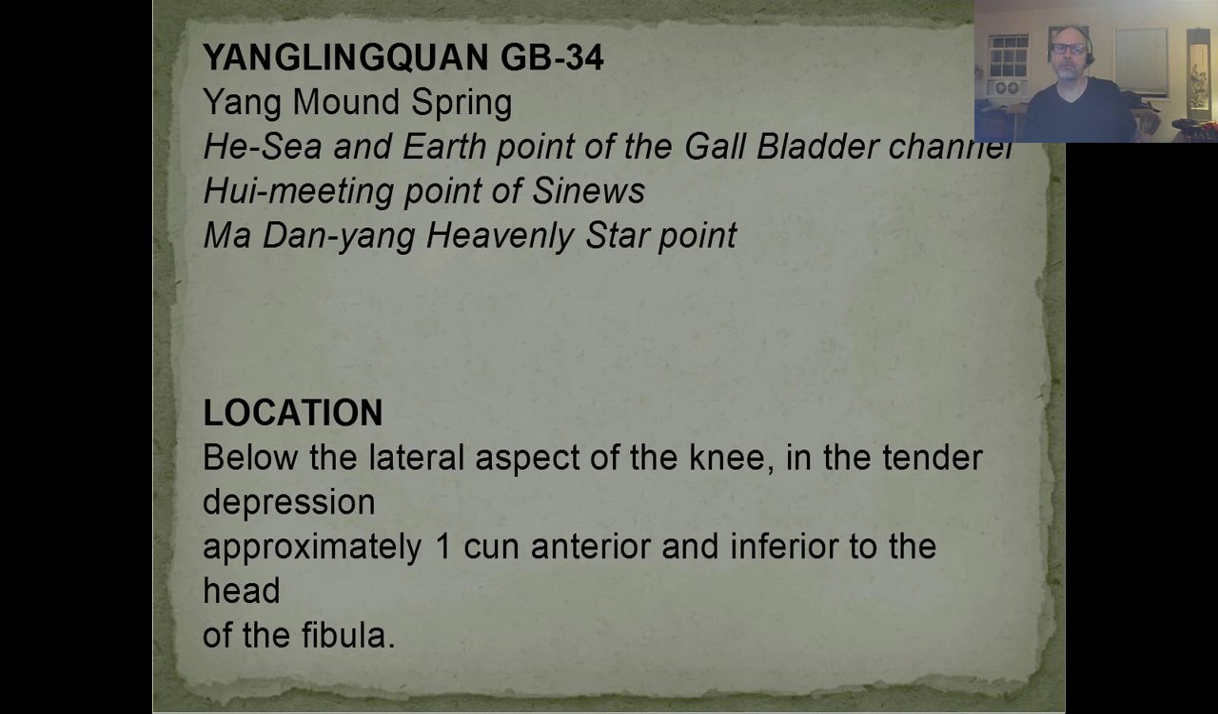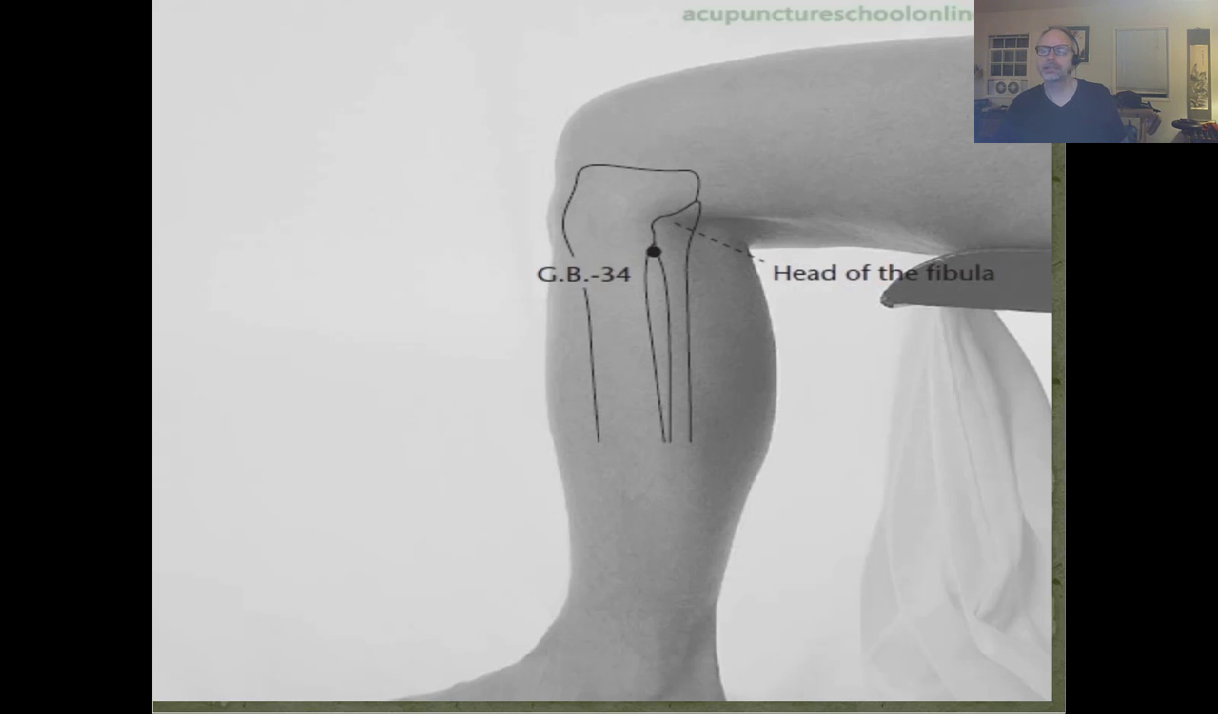34. 34 is the meeting point of sinews, or the command point of sinews. It's also the Ma Dan Yang heavenly star point. Below the lateral aspect of the knee, in the tender depression, 1 sun inferior and anterior to the head of the fibula. Right there.